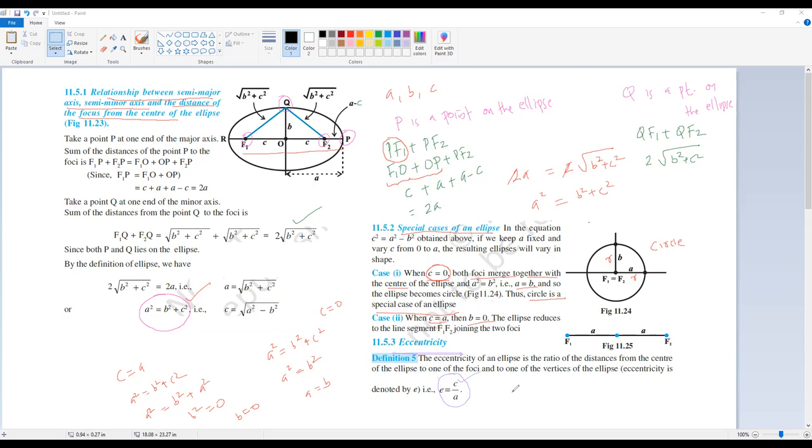It is a ratio of the distance from the center to the foci to the semi-major axis. C by A. That number is known as eccentricity. You will get a number, the eccentricity. You don't have to study more about it in 11th. Every conic has an eccentricity. Later I will tell you what it is. But just remember that eccentricity is defined as the ratio of C to A, where C is the distance from the center to the foci and A is the length of the semi-major axis. So that quantity is known as the eccentricity. Okay.